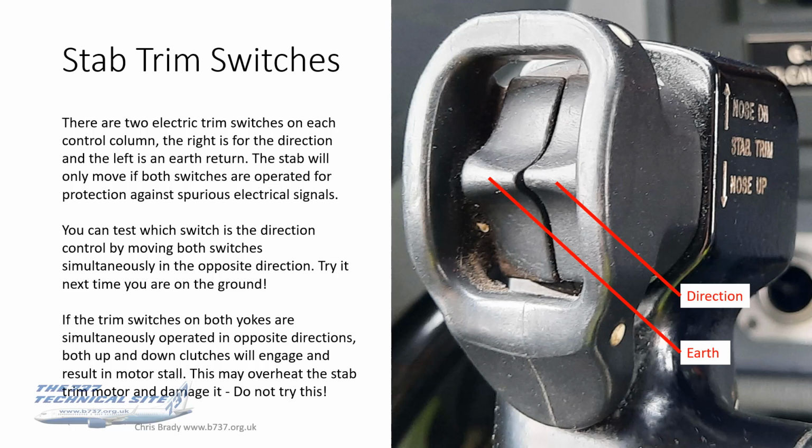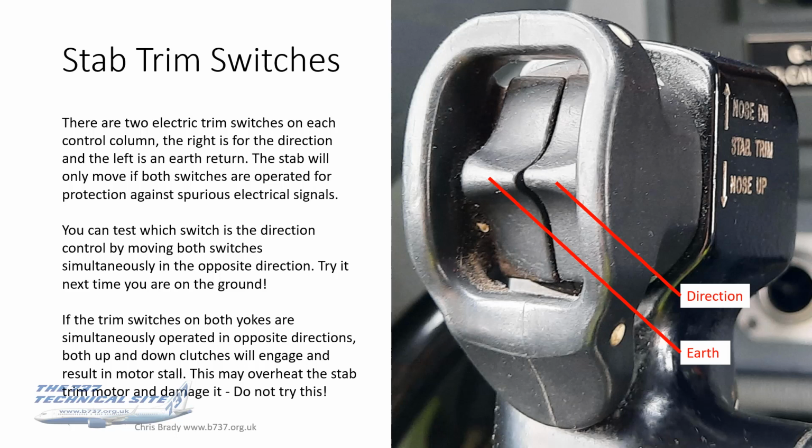Now, if you want, you can actually test this. Next time you're in the flight deck, just try moving the two switches simultaneously in the opposite direction. It's a bit tricky to get your thumbs in there, but give it a go, and you can see for yourself which one is the direction, and which one is the earth return. Now, what I must say, as I'm inviting you to experiment here, well, first off, only do this on the ground. Second, only do this before you've set the stab trim for the takeoff position.